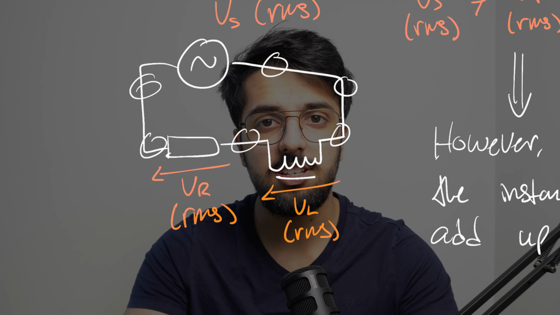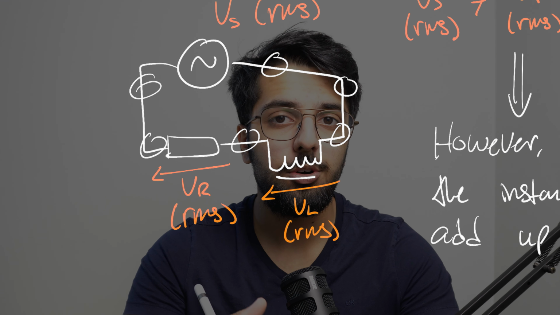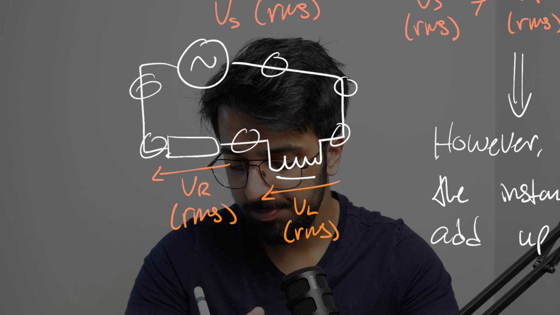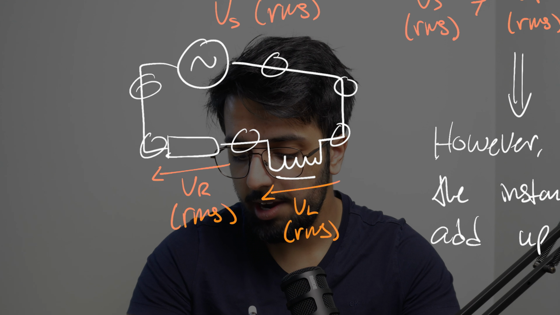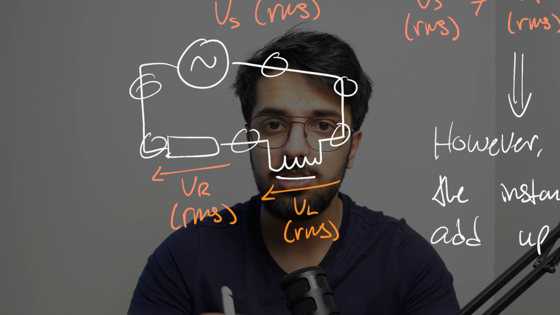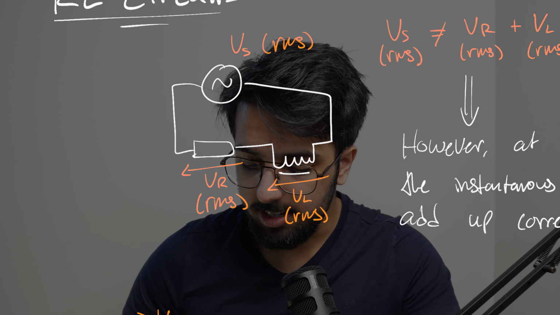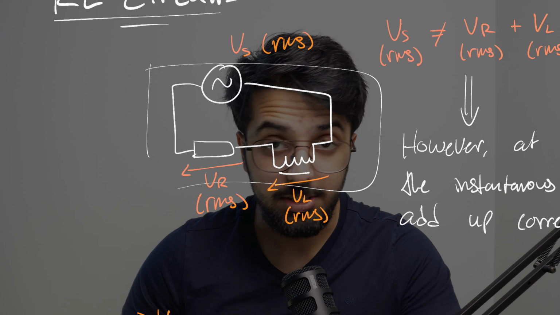However, because this is AC, our current is also fluctuating, okay? It's just that if we measure the current at a given time across different points of the circuit, it's all going to be the same value, and that again is due to the fact that we have a series circuit in this case.